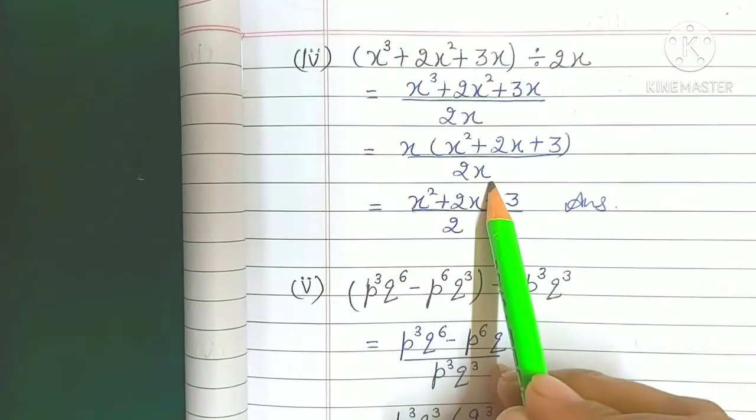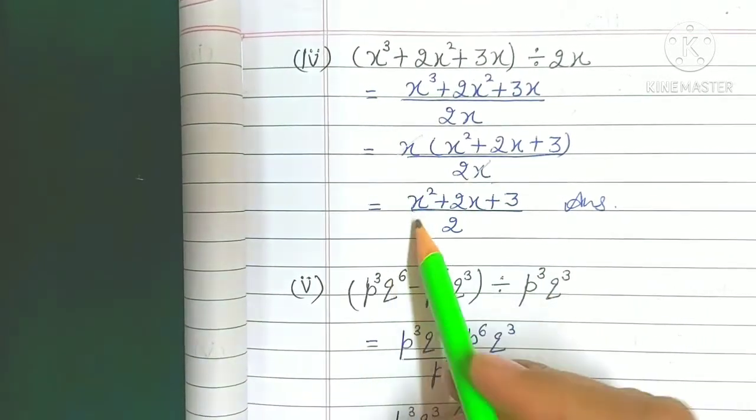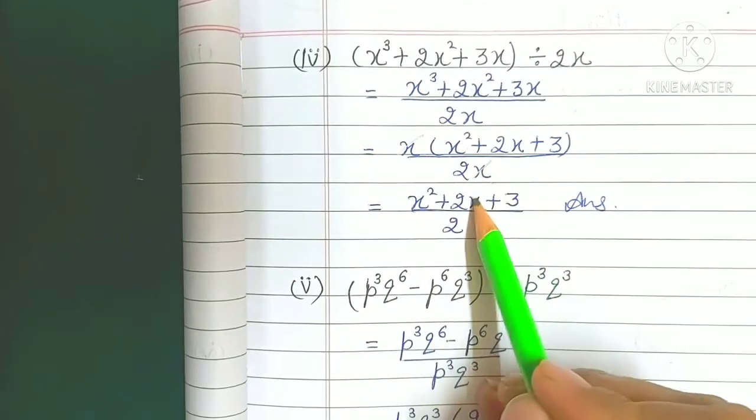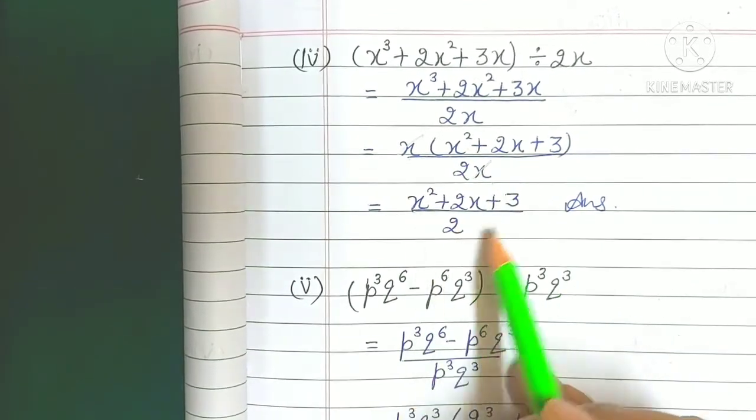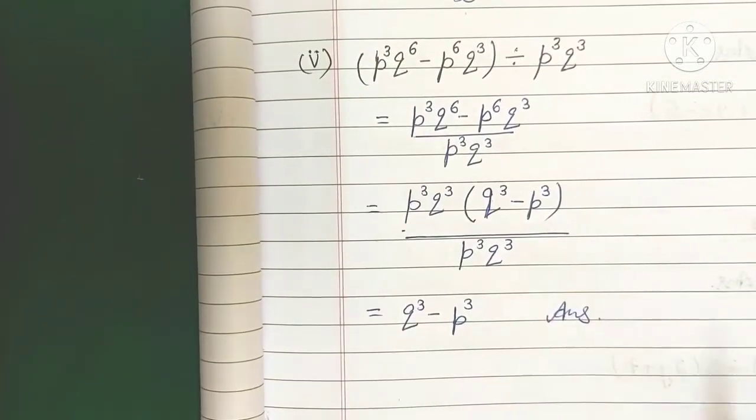In the denominator we have 2x. So we can see x and x will be cancelled. What is left? x square plus 2x plus 3, and in the denominator 2. So, the last part of the question.